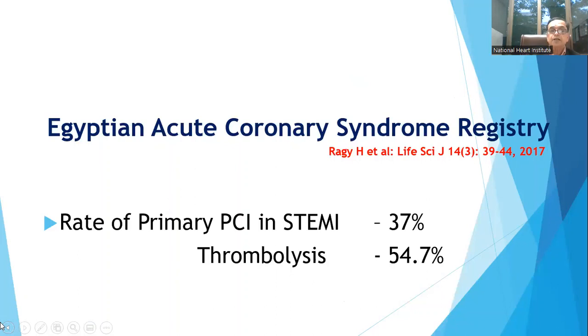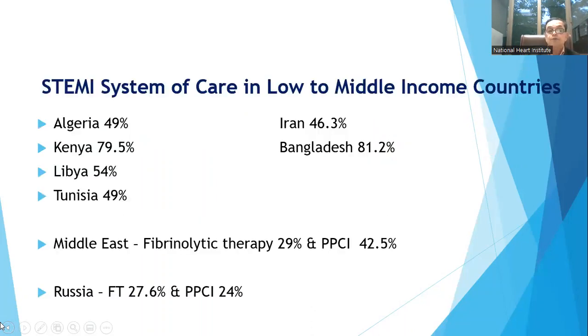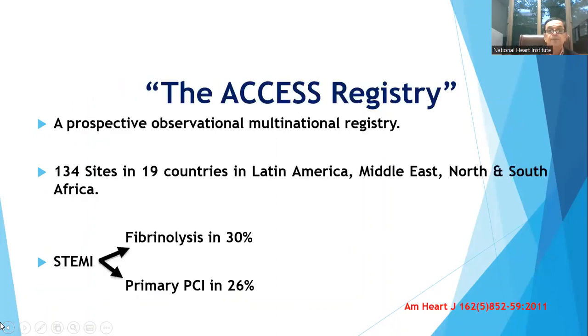If we look at another part of the world, the Egyptian registry, even there the rate of primary PCI is just 37%. Thrombolysis is being utilized in more than 50% of patients. Other low to middle income countries like Algeria, Kenya, Libya, Iran, Bangladesh: Bangladesh has almost an 81% rate of thrombolysis. In the Middle East, 29% of patients still receive fibrinolytic therapy. In Russia, 27% receive fibrinolytic therapy.